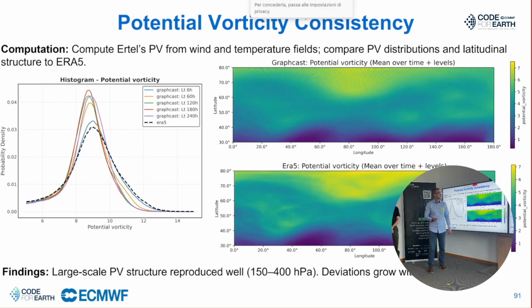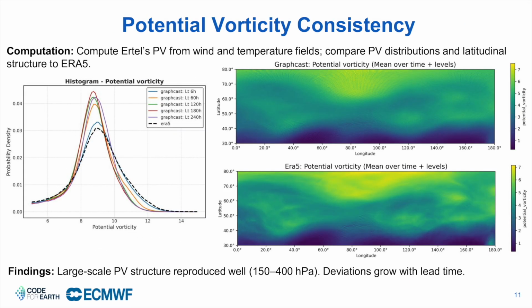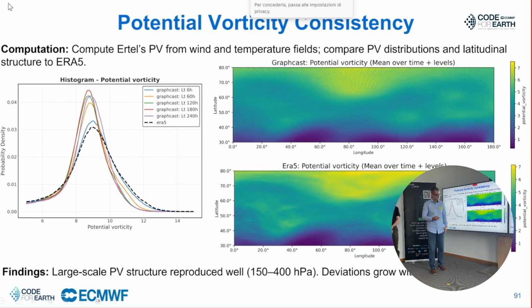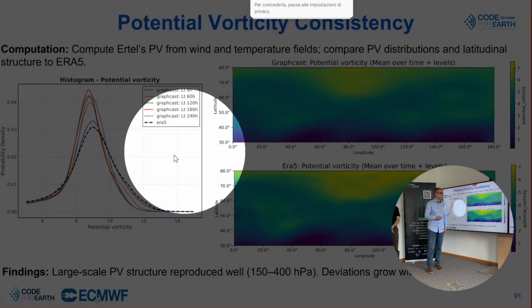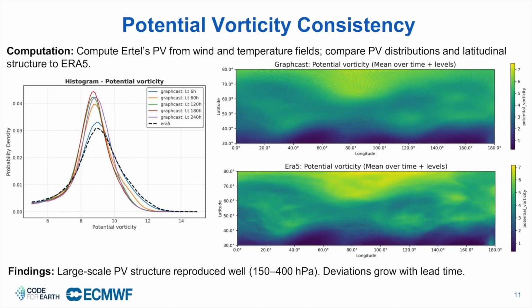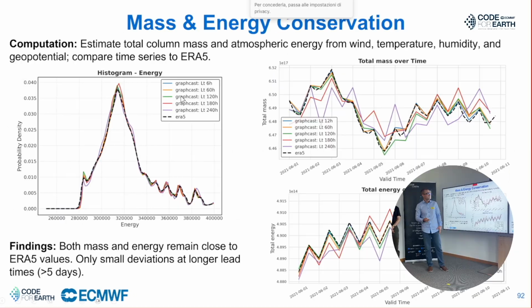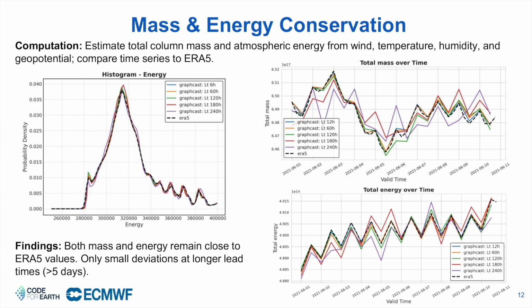Next, we will look at the potential vorticity consistency, where we can also see the spatial patterns, which are generally consistent, although we can see some deviations with increasing lead time. As for the mass and energy conservation, we also plot these using time series. You can see that they are generally consistent, only after about 5 days some deviations appear.